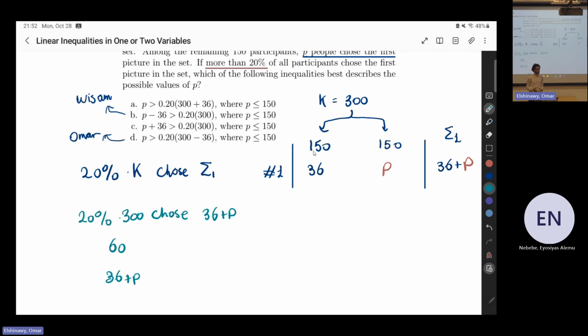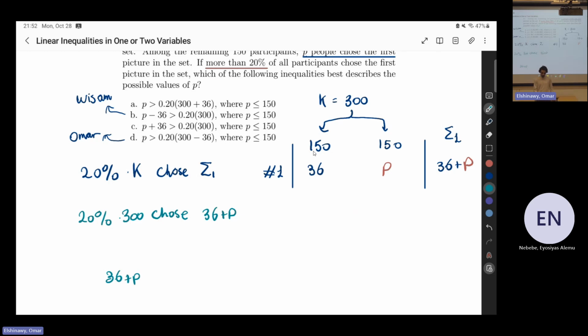So 20% of the whole people in the experiment is 60 people, at least. So if I want to find p, it's 60. It's not 60 minus 36, but okay. So that's at least 20%. 36 plus p is 20% of the people. So that's why I should take away 36. So that is actually correct. Is it clear for now that it's C?